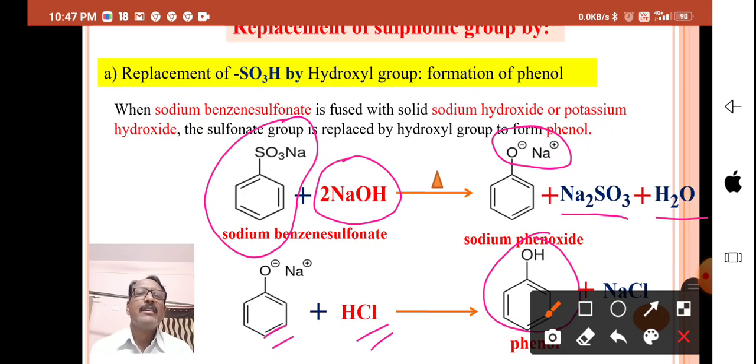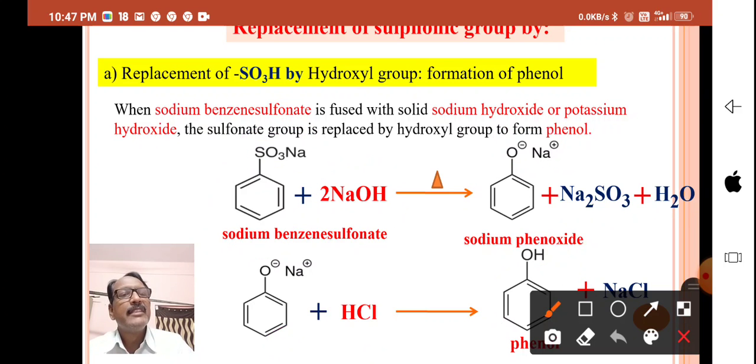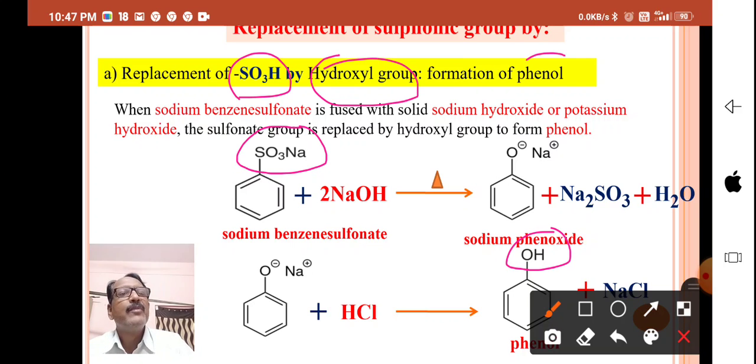That means whenever the SO3H group of benzene sulfonic acid is replaced by OH group, there is formation of phenol. See here, this SO3H group is replaced by OH group, that is, there is formation of phenol. Here this SO3Na is replaced by OH. Here this SO3H is replaced by hydroxyl group and there is formation of phenol. This is called replacement of sulfonic group by hydroxyl group, that is OH group.